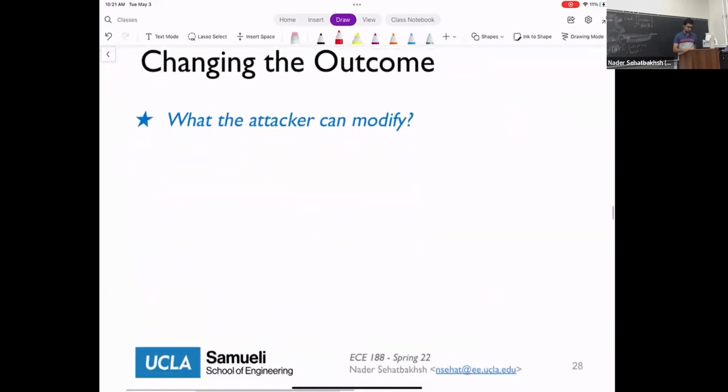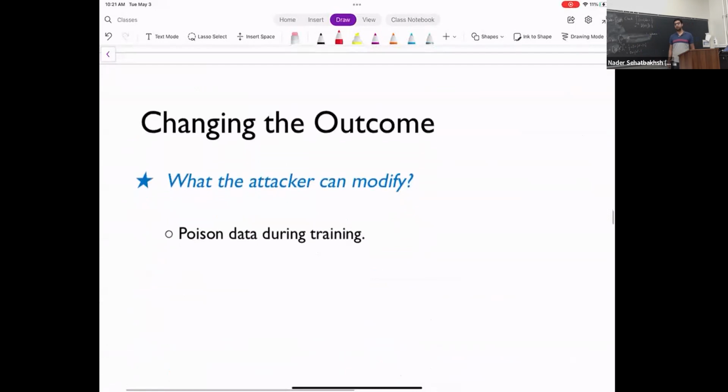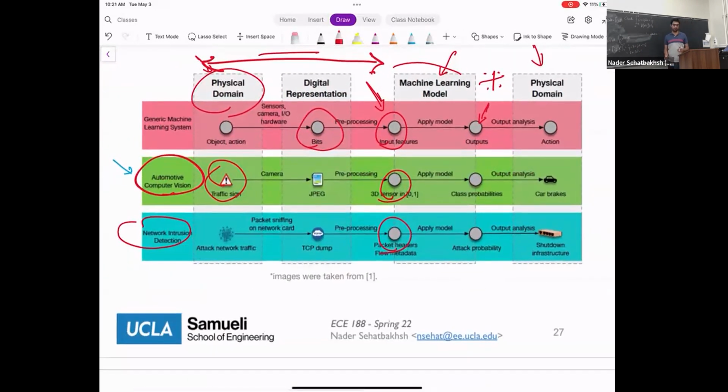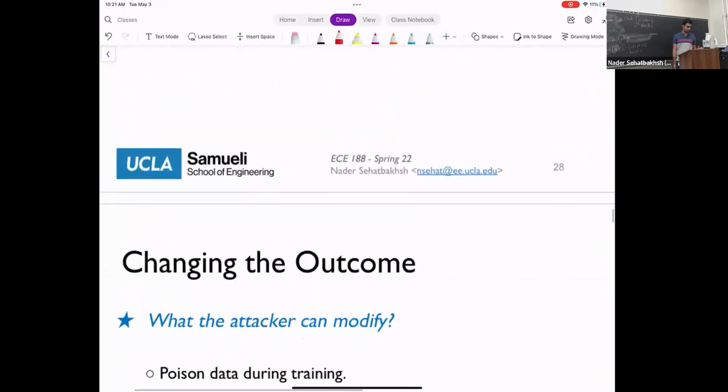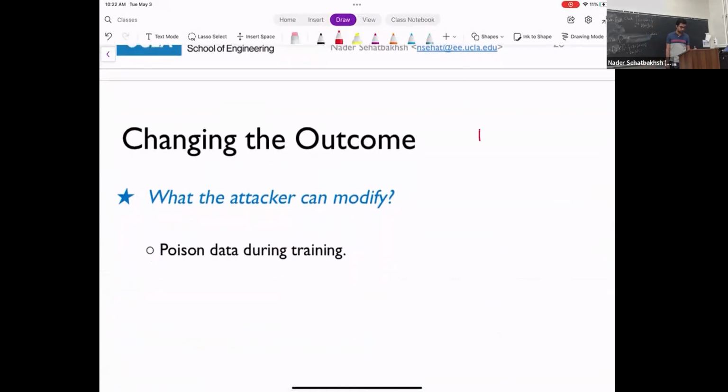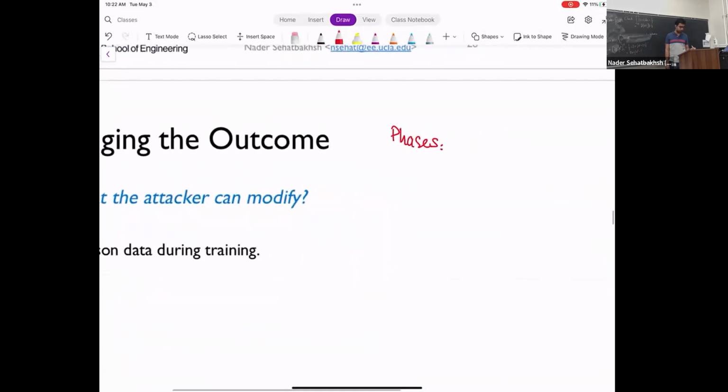Cool. So what can the attacker modify based off this picture? There are two things that the attacker can do. Going back to the way that machine learning systems work, specifically deep neural nets, if you remember, we said that generally there are two phases for designing a machine learning system: there is a training phase, and there is an inference or testing phase.